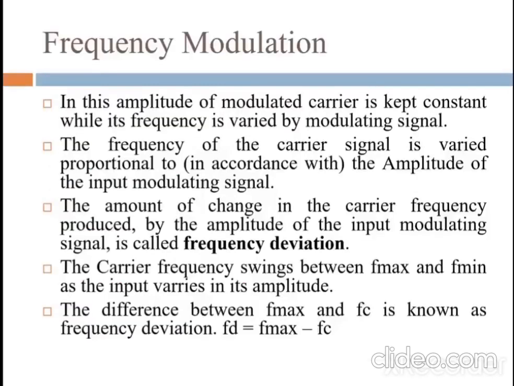Then frequency modulation. In frequency modulation, the amplitude of the modulated carrier is kept constant. That means in frequency modulation the amplitude is constant, while its frequency is varied by the modulating signal.